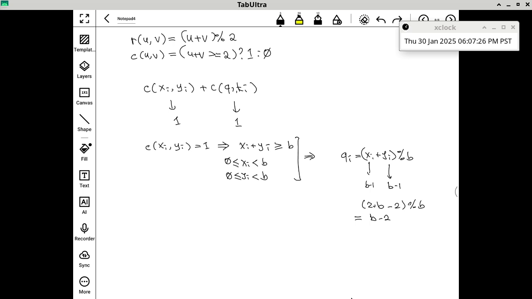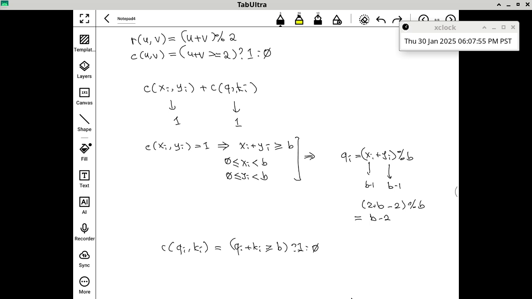Why is that important? Well, that is important because the second portion is c of qi, ki. So now we look at c of qi, ki. C of qi, ki is qi plus ki, and if the whole thing is greater than or equal to the base, then we return the one, otherwise we return the zero. That's how it is defined.